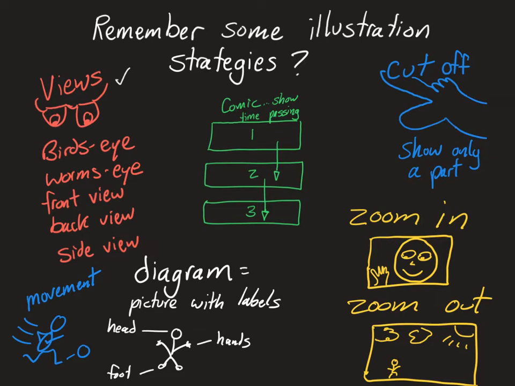The comic illustration is where you show time passing. So maybe you break the picture into 2 parts or 3 parts or even 4 parts. Don't forget the cutoff, just show 1 part. Zooming in and zooming out can be really helpful. You can always take a picture you've drawn and turn it into a diagram, which is a picture with labels. And also, you can show movement with lines. So just giving you some options.